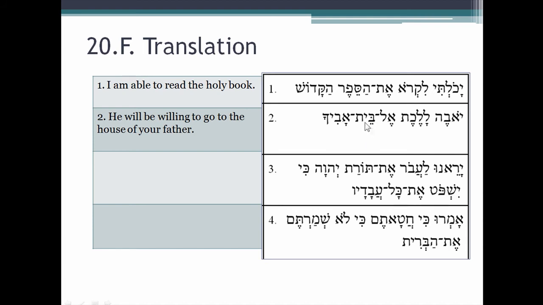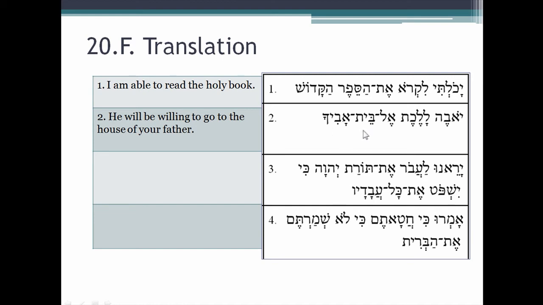And you can also tell if you've bothered to do anything with the vocalization. You don't have to. I told you don't have to. But that would be a tip-off too. But two nouns juxtaposed together, think the construct relationship. So to the house of your father.